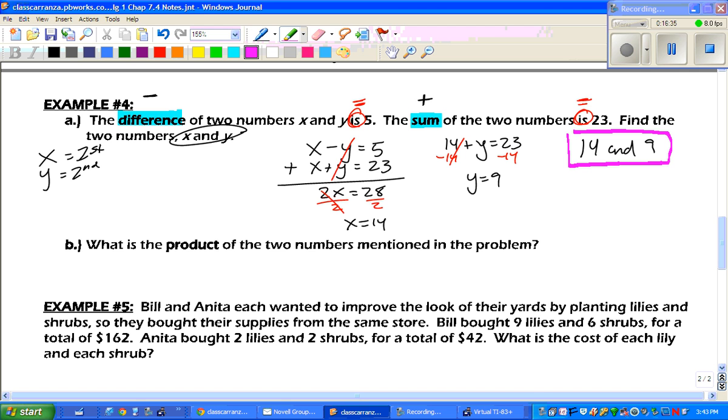Now the next part of that, what is the product of the two numbers mentioned in the problem before? Okay, so the two numbers and product. Remember that product means to multiply. So you are going to multiply 14 times 9. Okay? And when you're done with that, you should get 126.